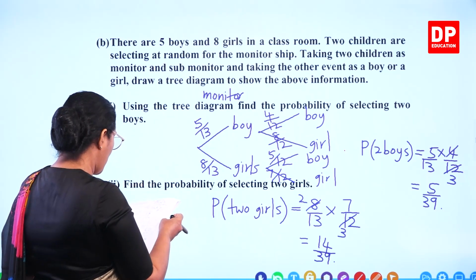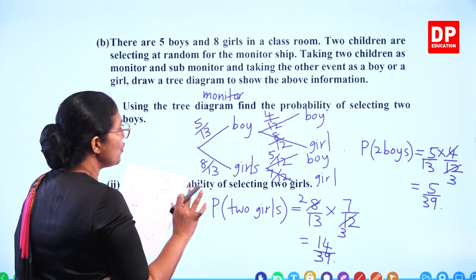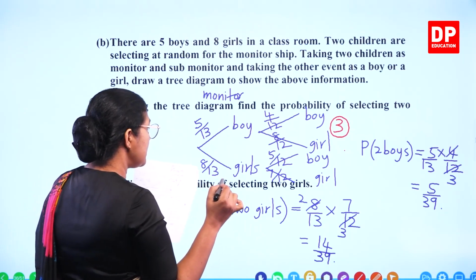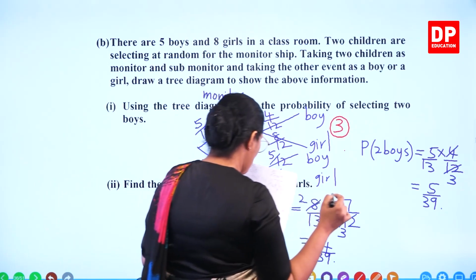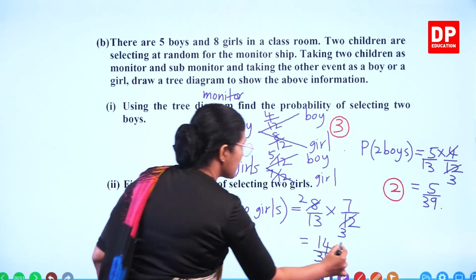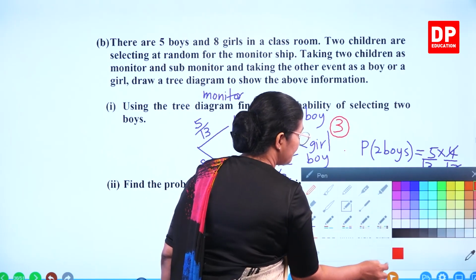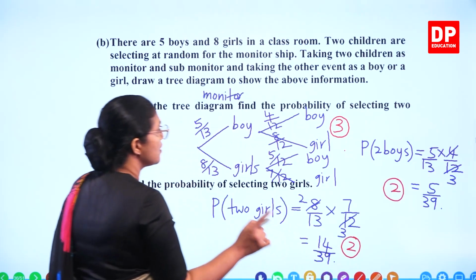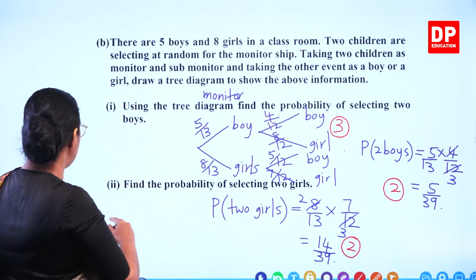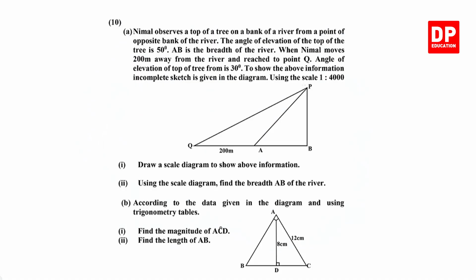So how many marks for that? You will get 3 marks for drawing the tree diagram, and calculating the probabilities, first one 2 marks, the other one 2 marks. So we have given altogether 10 marks. So 7, and earlier we gave 3 marks. Let's do question number 10.